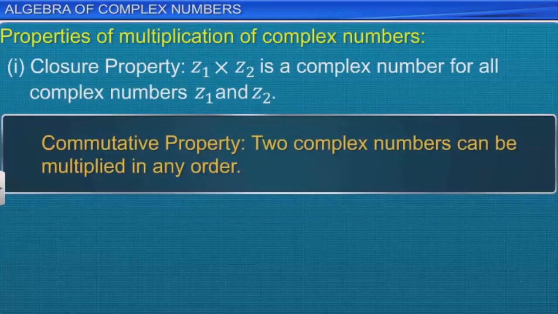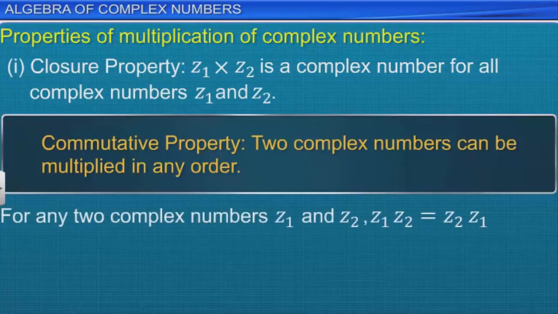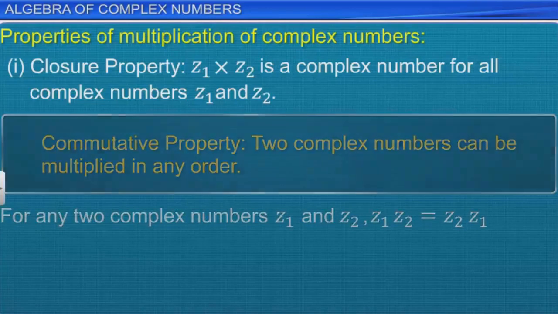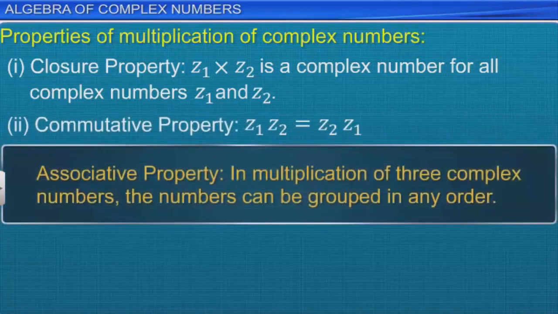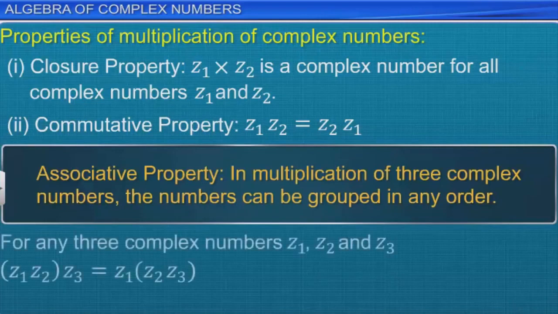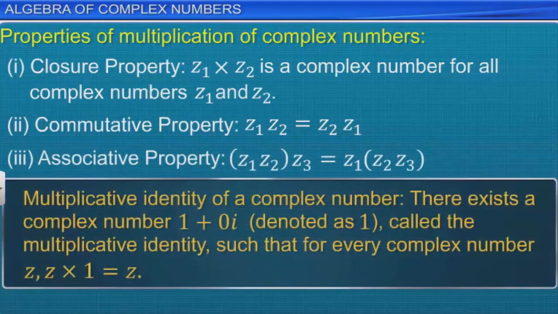The commutative property of multiplication states that two complex numbers can be multiplied in any order. The associative property of multiplication of three complex numbers states that the numbers can be grouped in any order. One plus 0i, or 1, is called the multiplicative identity of a complex number, because multiplying them results in the same complex number.